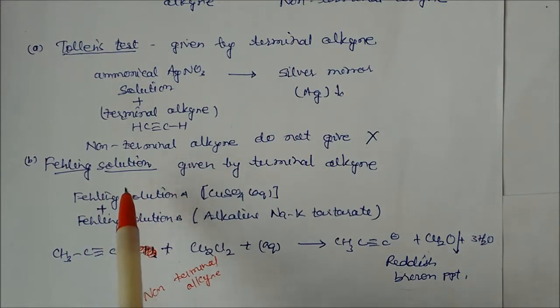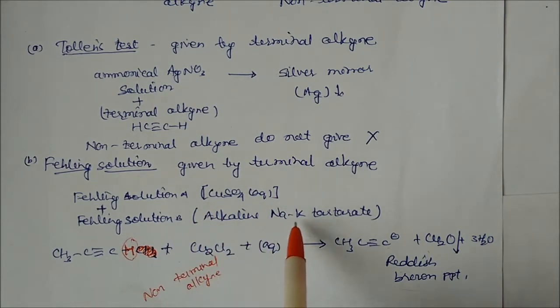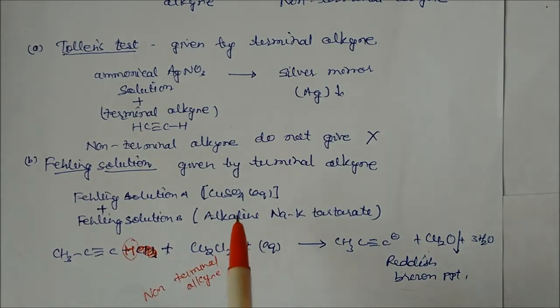Similarly, Fehling solution is also given by the terminal alkyne. Fehling solution has two parts: solution A and solution B. Solution A is aqueous copper sulfate solution, and solution B is alkaline sodium potassium tartrate. This is a 1:1 molar mixture of the two solutions. The terminal alkyne reacts with the Cu2Cl2 in aqueous conditions, forming an anion. The hydrogen reacts with the copper and converts into water, and in the presence of air the copper converts into oxide. So Cu2Cl2 gives a red-brown precipitate of Cu2. This red-brown precipitate is the indication that only a terminal alkyne reacts with Fehling solution. So these are two tests for identifying a terminal alkyne from a non-terminal alkyne.